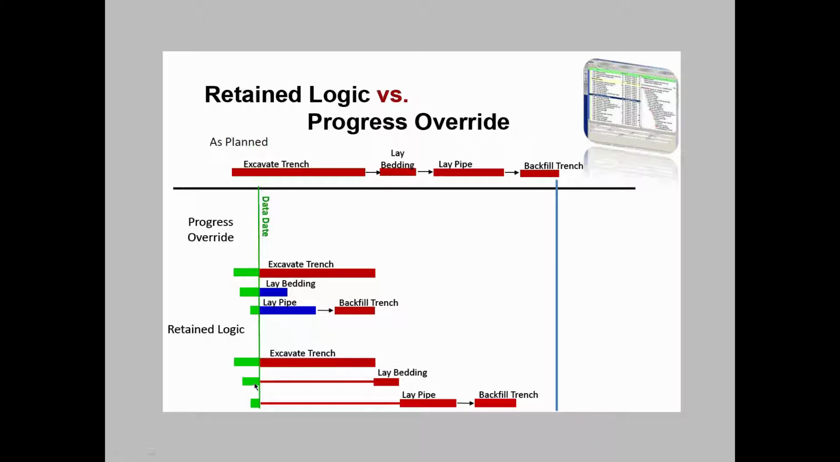Retained logic still allows you to start activities earlier than what the logic shows, but it still fixes the remaining duration of those activities to where they can't complete until after the first activity. It keeps that logic relationship between your activities. That's a bit more of a pessimistic view.